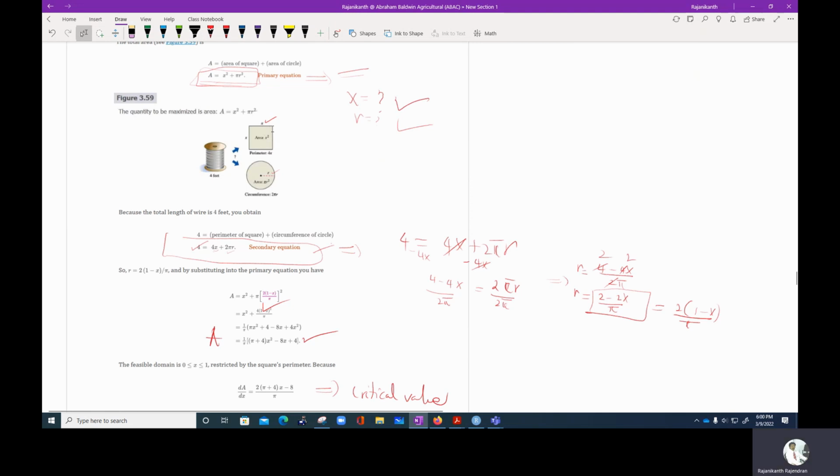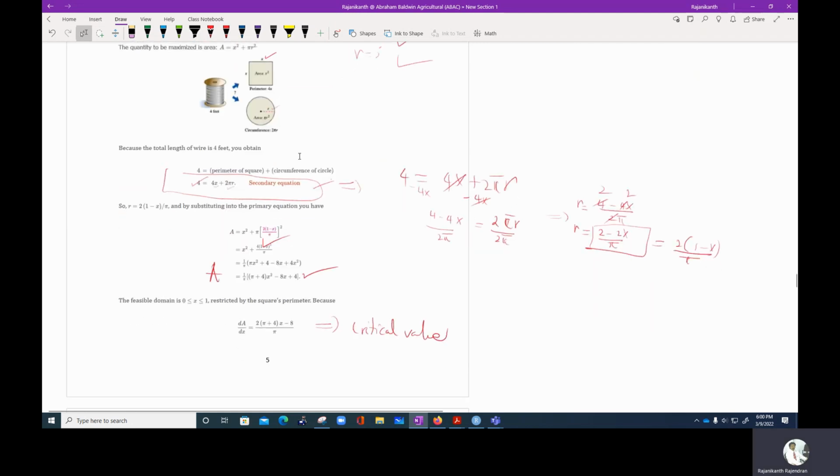Okay, not area, I'm talking about the perimeter. The perimeter maximum is 4 because the maximum length you are given is 4 feet, right? Therefore, the possible maximum perimeter is 4. Therefore, the possible x maximum is 1, isn't it? You cannot exceed 1 for x, because if you exceed 1 for x, then you will exceed 4 feet of the wire. So your x cannot be more than 1. So now you know that your possible x values are from 0 to 1.